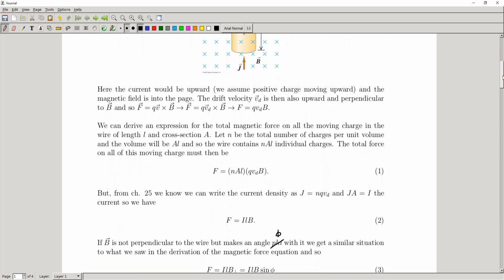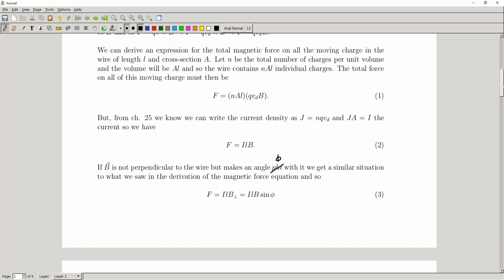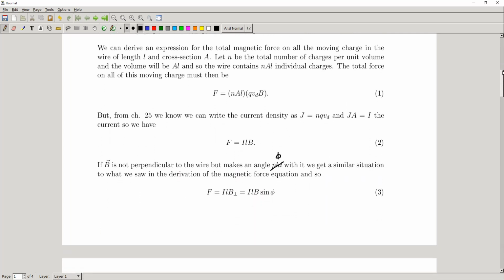Using these ideas, we can derive an expression for the total magnetic force on all the charge moving in this wire of length L, right? So we're thinking about all this charge moving. When we think about a bunch of charge moving together down a conductor, we're thinking about a current, right? So if we look at the length of this thing, it's a length L. It has a cross-sectional area A, and we're now going to let the total number of charge per unit volume be n, okay? And the volume itself of whatever chunk of conductor we're looking at is going to be A times L, right? Because A is our cross-sectional area and L is the length of the wire over which we're looking at this.